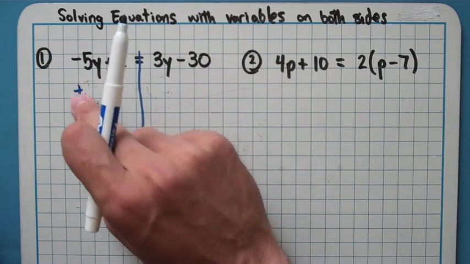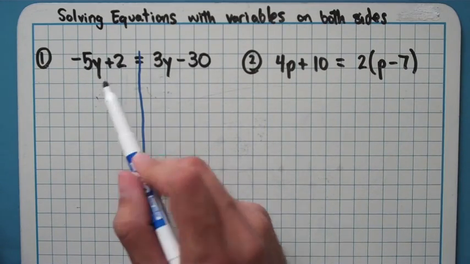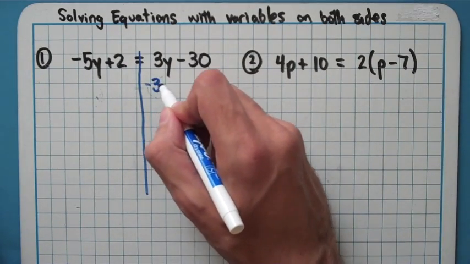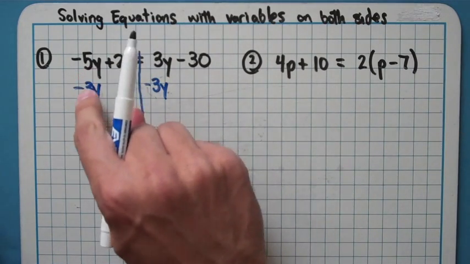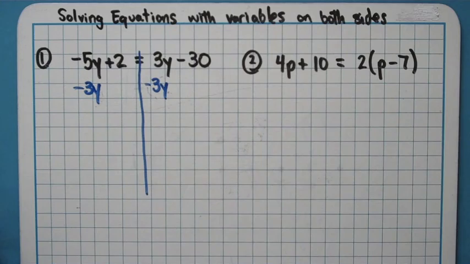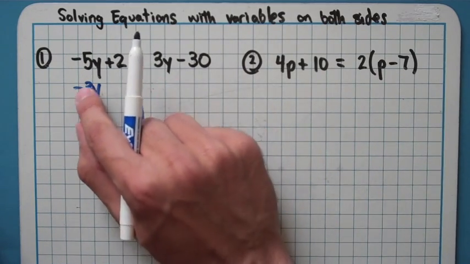The other option I have, if I wanted to move the 3 over here, it's a positive 3y. I would have to subtract 3y on both sides. Then you do negative 5 minus 3, and you'll end up with negative 8y. Either way is totally fine.